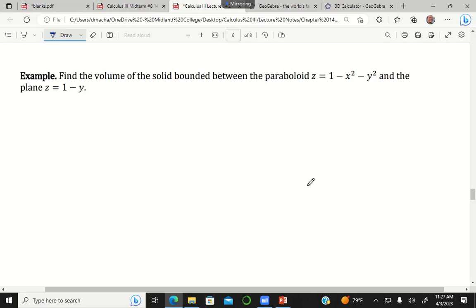Okay, this one says find the volume of the solid bounded between the paraboloid z equals 1 minus x squared minus y squared and the plane z equals 1 minus y.